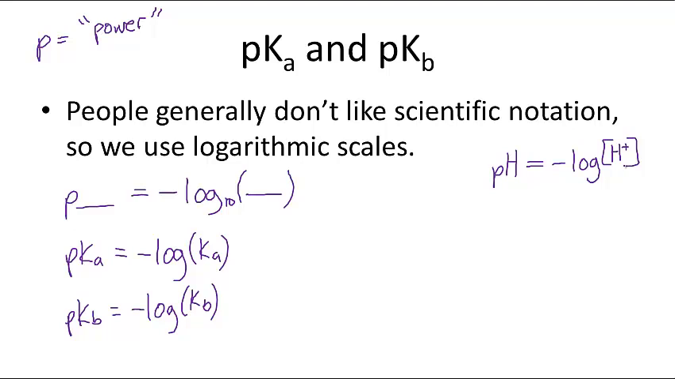So like, if Ka equals 10 to the negative 5th, then pKa equals 5. So that's where the power part comes from. That's why it's P. Whatever power there is on 10, it's going to be around there.